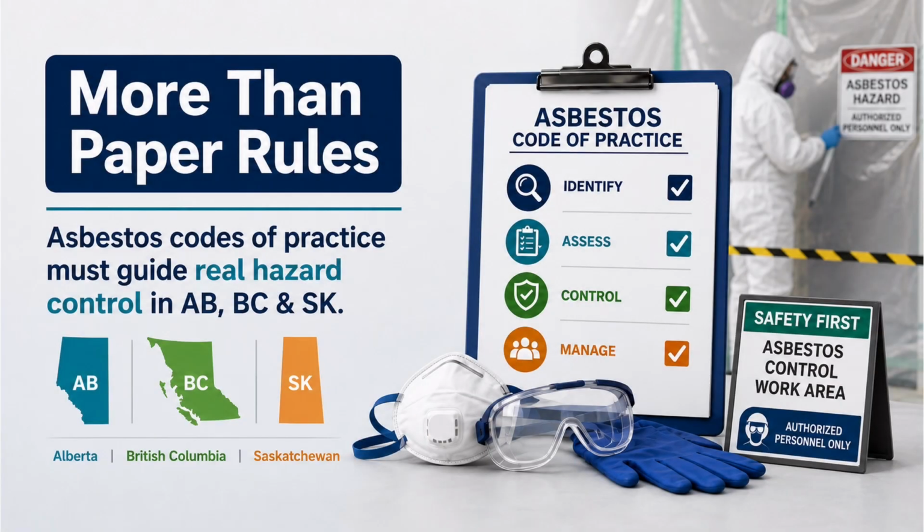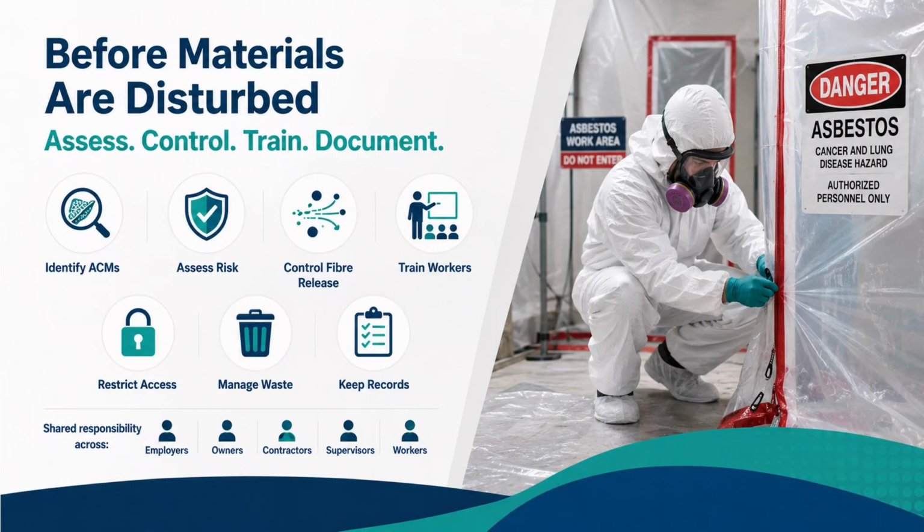Asbestos codes of practice in Alberta, BC, and Saskatchewan need to do more than describe asbestos rules on paper. Across these provinces, employers, owners, contractors, supervisors, and workers are expected to identify asbestos-containing materials, assess the risk, control fiber release, train workers, restrict access, manage waste, and keep proper records before materials are disturbed.